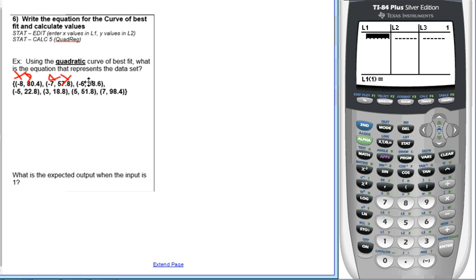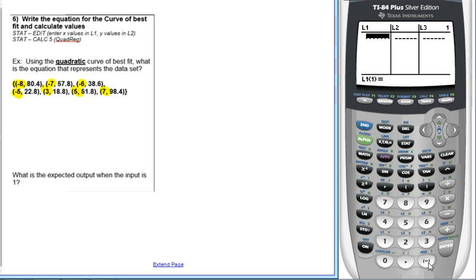So I could make this into a table, or I could just go through and put all my X values in and then all my Y values. All right, so my X values are all the first ones. So let's actually highlight them. So these are my X values. Here, here, here, here, here, and here. Those are all my X's. So I'm going to put those into L1.